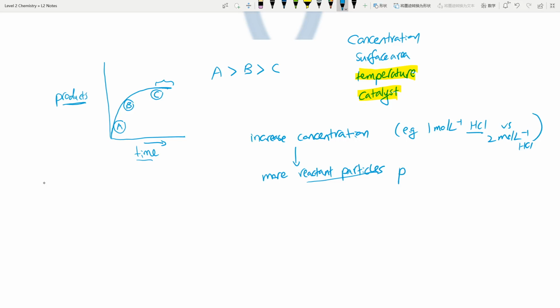Now, when we talk about concentration, it is moles divided by volume. So it's really important that you mention there are more reactant particles per unit volume. People tend to get confused: what does it mean by per unit volume? You can say per liter, per mL, it doesn't matter. If I set the unit to be the same, it doesn't matter what volume I decide. More concentration means there are more reactant particles in that certain volume.